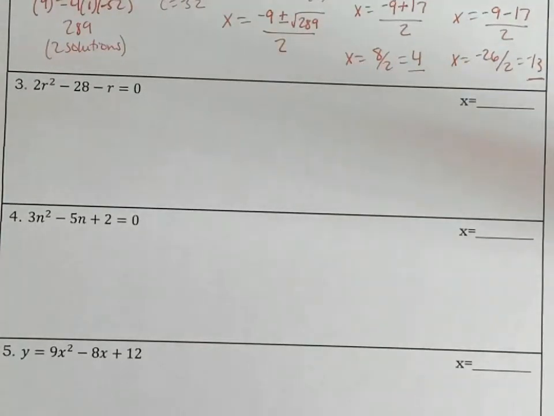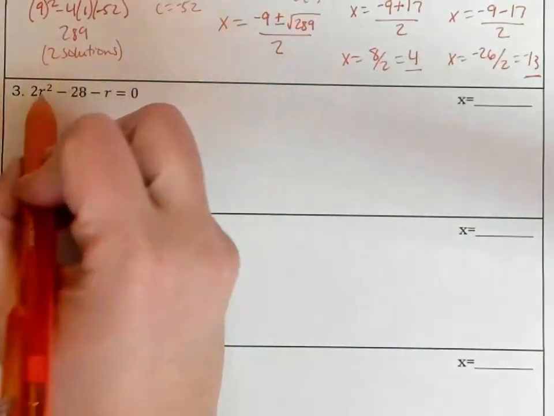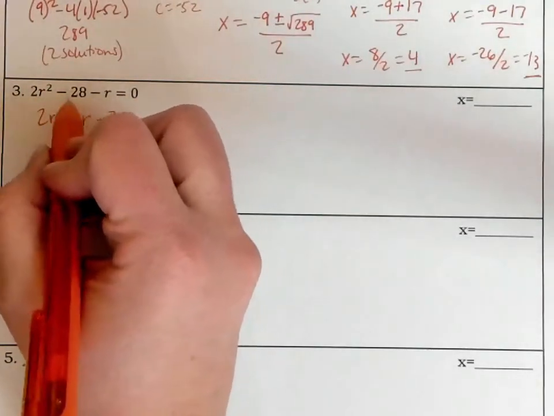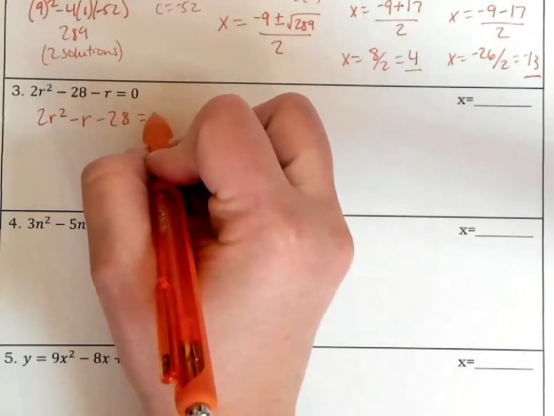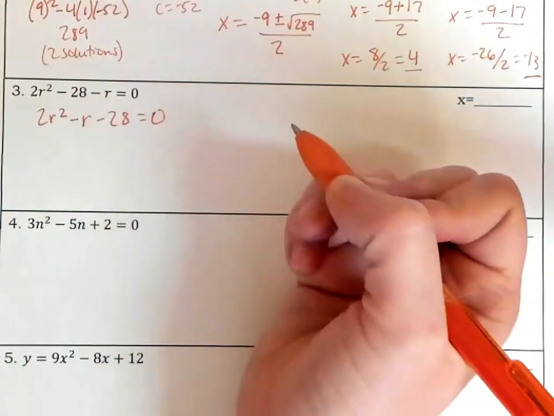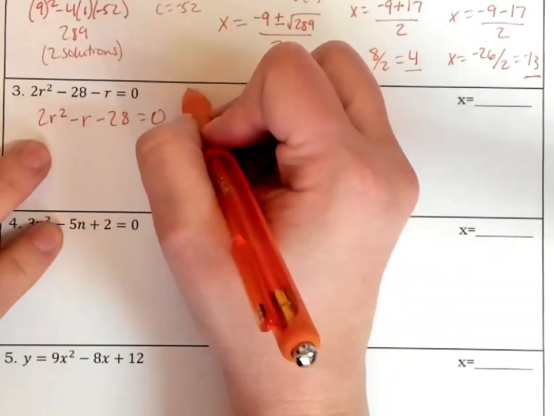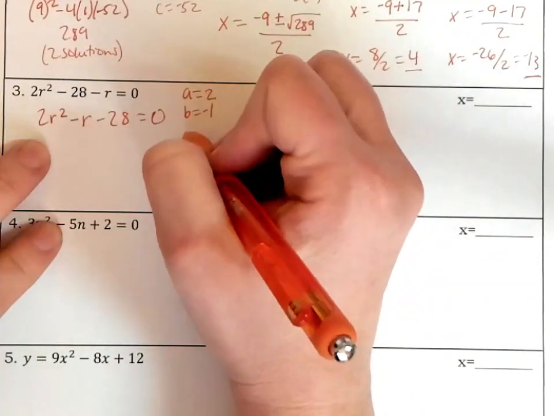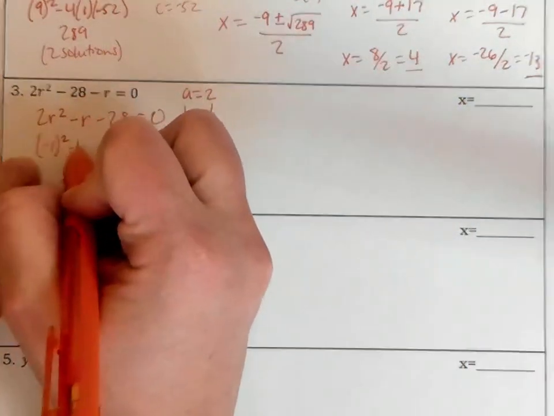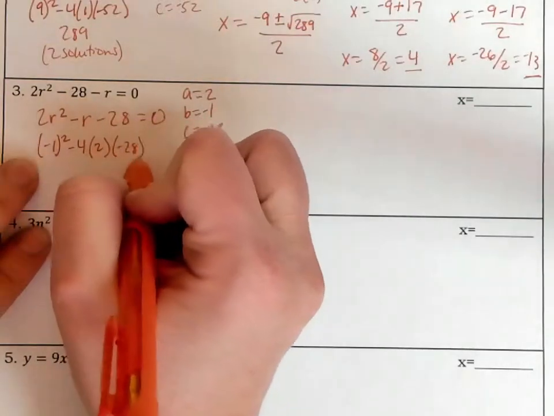Okay, number 3. On this one, it's already set equal to 0, which again is great because that's one less step that I have to do, but it isn't in standard form, so I do need to rearrange a little bit on the left side. I need to have it so that it's 2r squared minus r minus 28. So I'm just rearranging those two terms right there so that I'm in ax squared plus bx plus c format. So I'm going to go ahead and do my discriminant. I have a is equal to 2, b is equal to negative 1, c is equal to negative 28. I'm going to plug that in, so I end up with negative 1 squared minus 4 times 2 times negative 28.